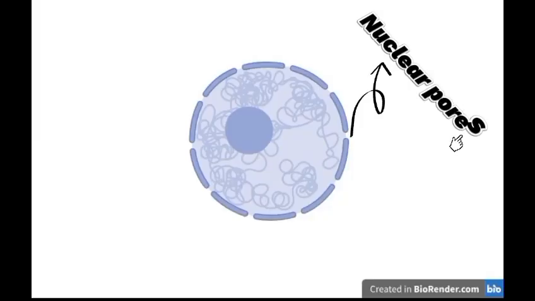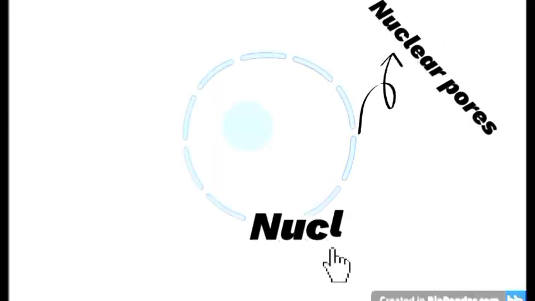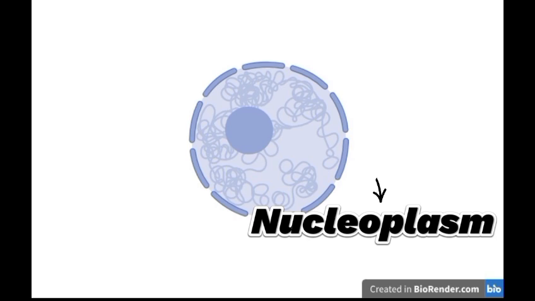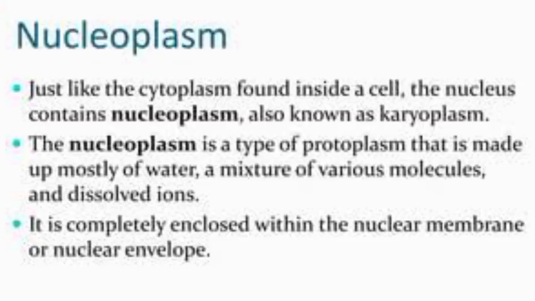Inside the nucleus, just like the cytoplasm of the cell, a fluid-like environment is present called nucleoplasm. The nucleoplasm surrounds the chromatin and nucleolus, and it provides the environment in which many nuclear processes take place.